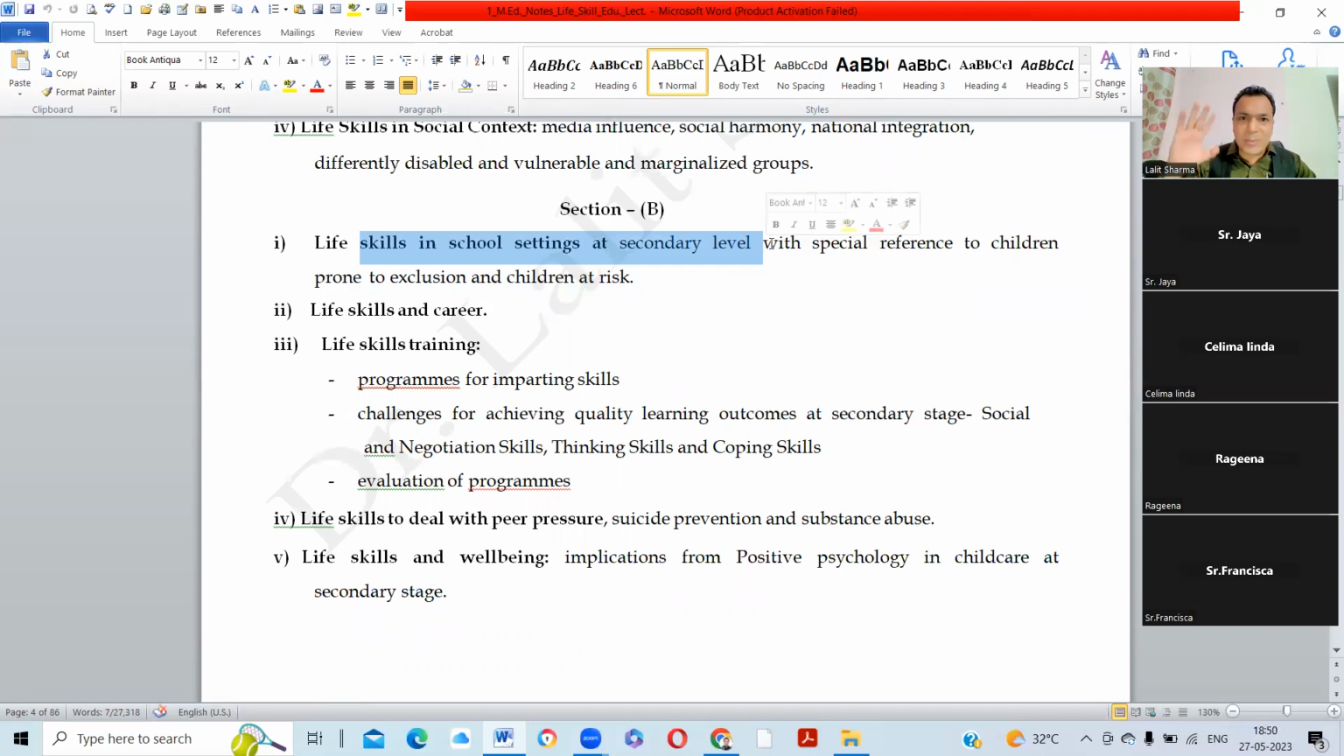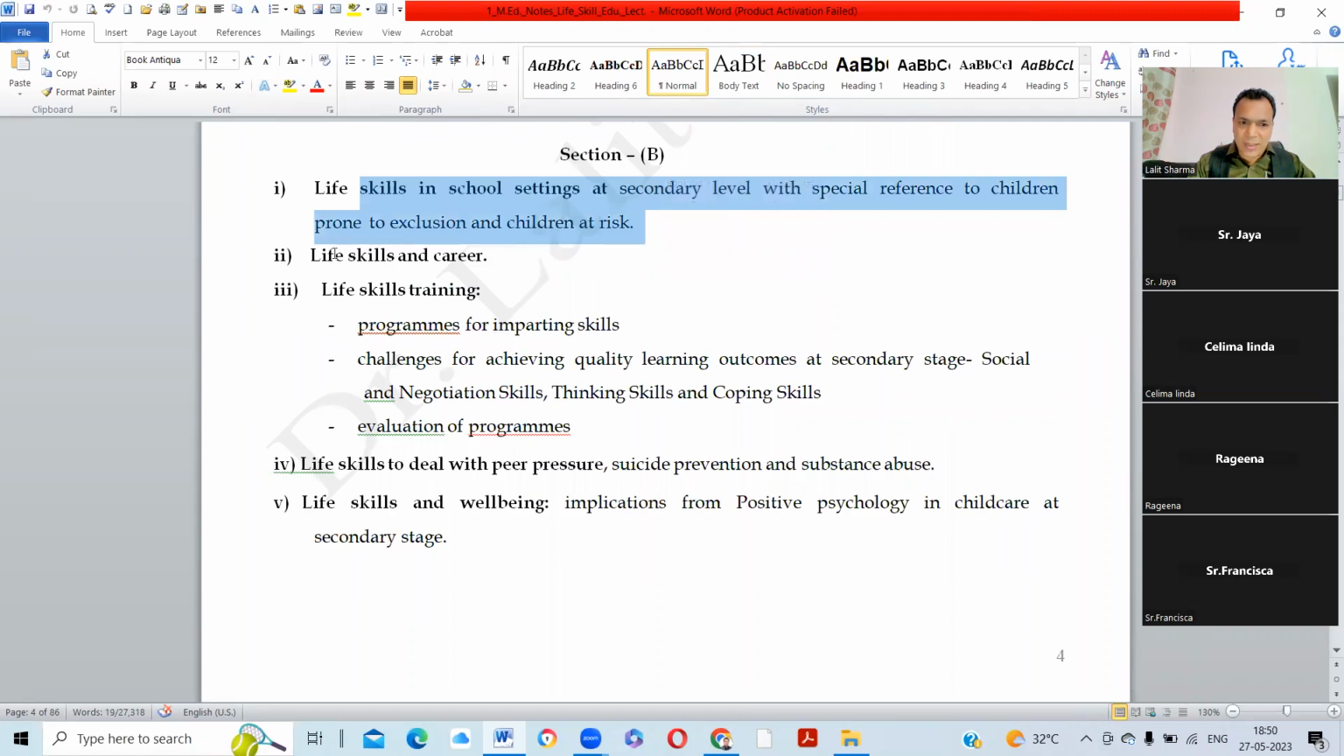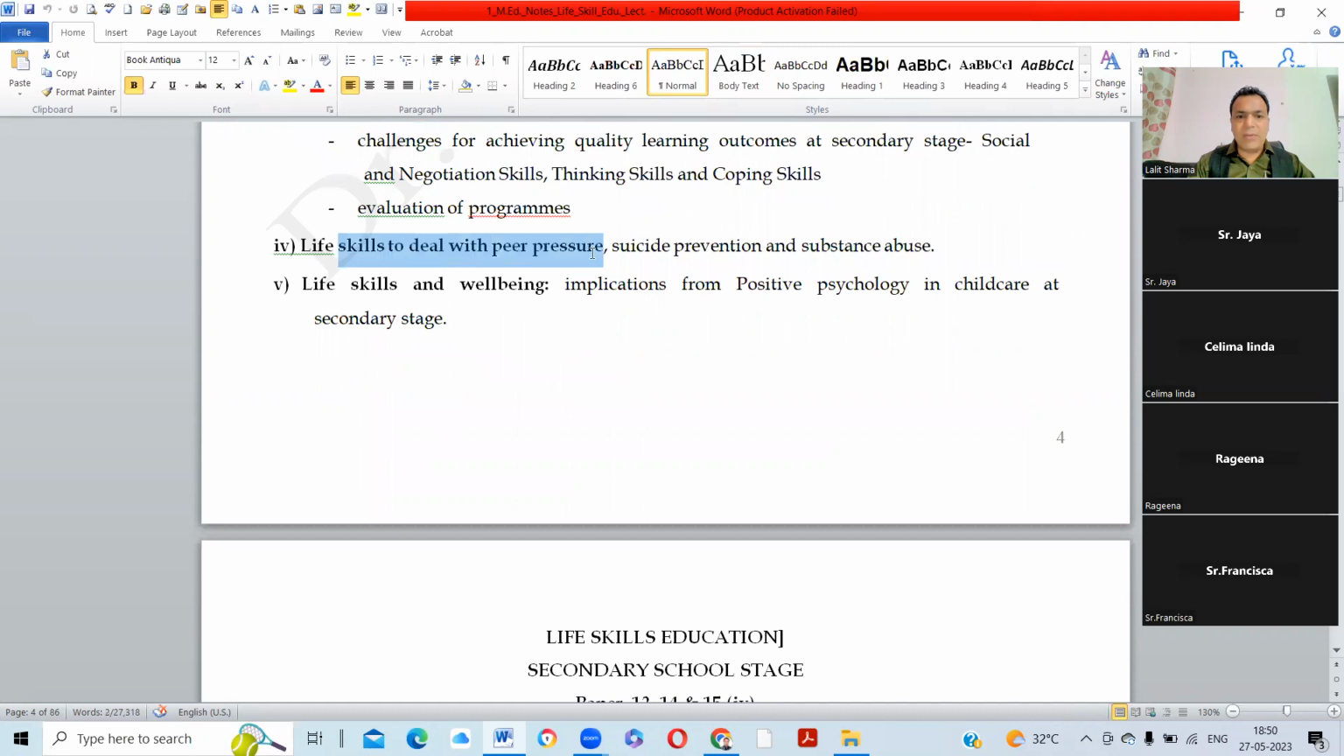You know, not 10 or 15 years back, there were many students who, if they didn't get the marks, would go for suicide. Such kind of life risk, children at a life risk. So we'll discuss that. Then life skills and career, life skill training, life skill to deal with peer pressure. Yes, this is also important.